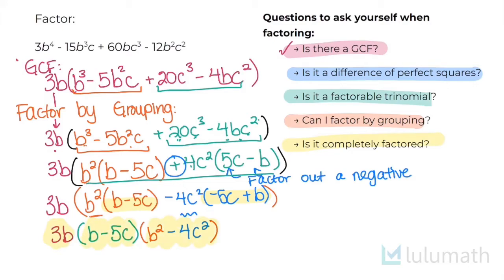So for each one of these factors, I'm going to ask myself, is there a GCF? Is there anything in common with the 3b here? It's a single term, so there's nothing in common. This b minus 5c, there's nothing in common with it. And this b squared minus 4c squared has nothing in common either.